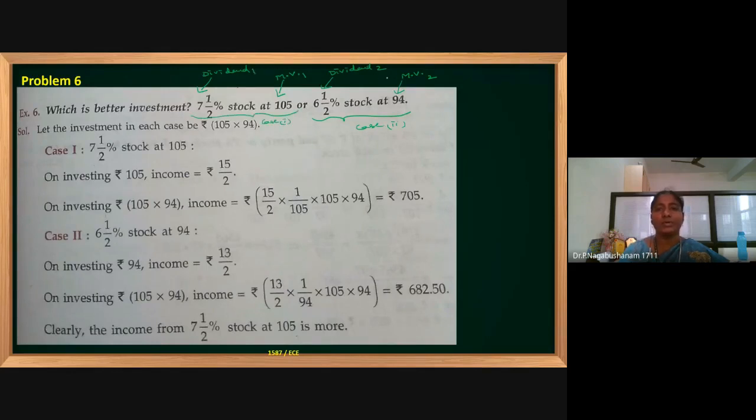Dividend 1, dividend 2, market value 1, market value 2 are present. Which is the better investment, they are asking. How will we decide? Based on the profit only. What is the annual income? Based on that we will tell which is the better investment.